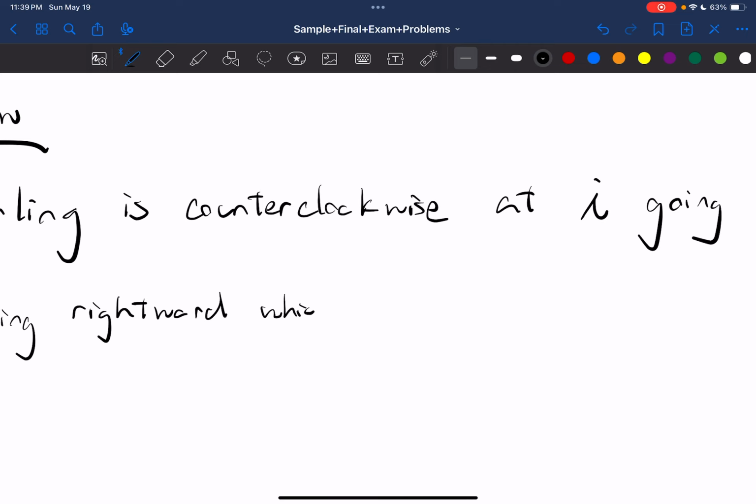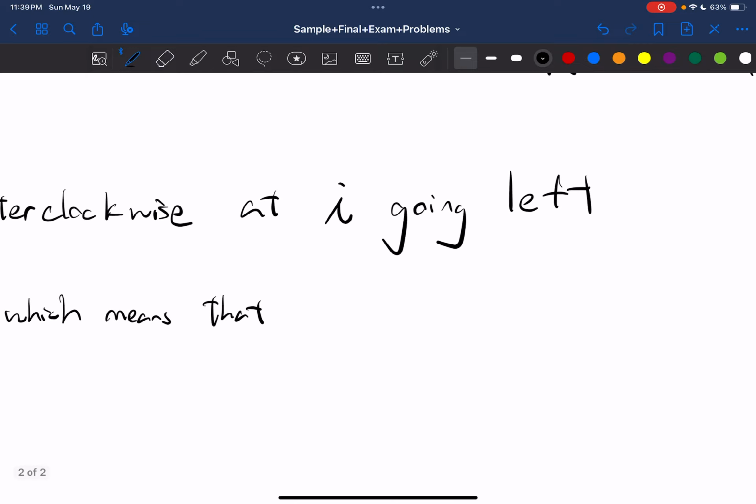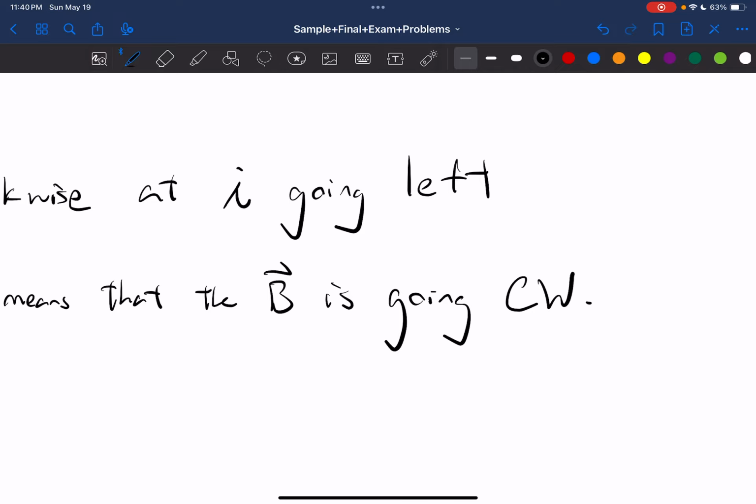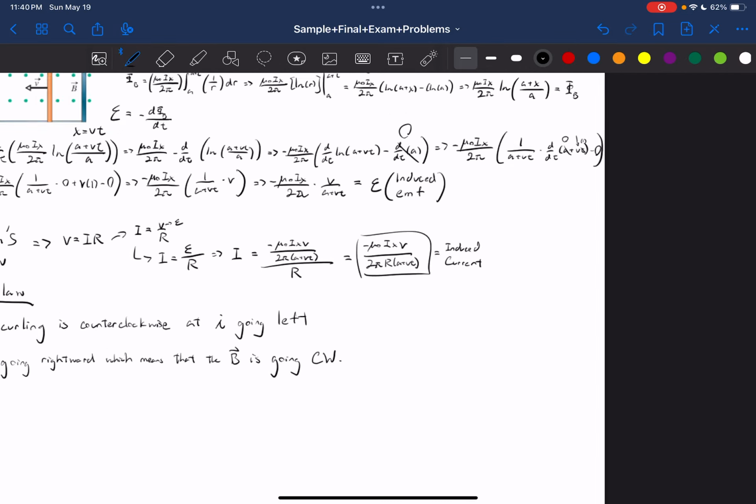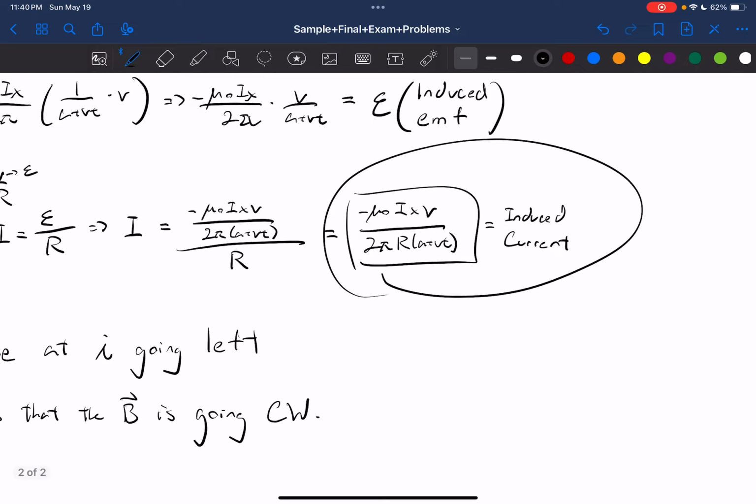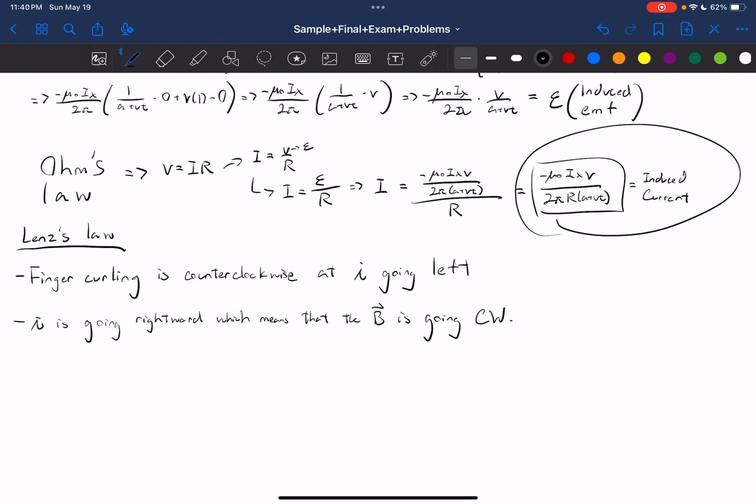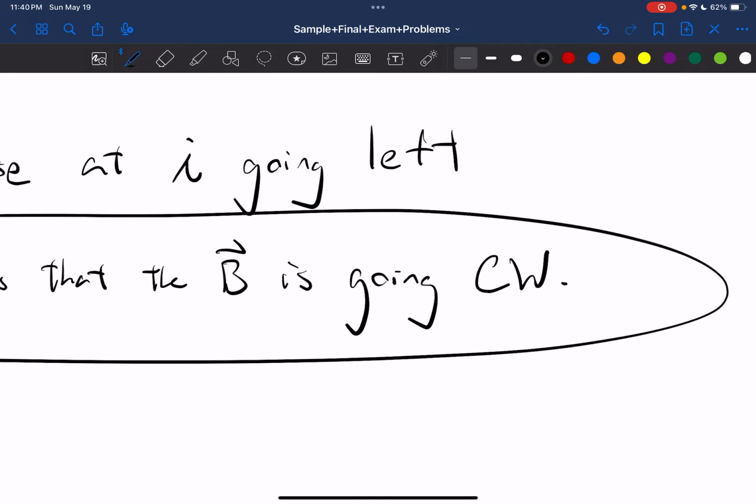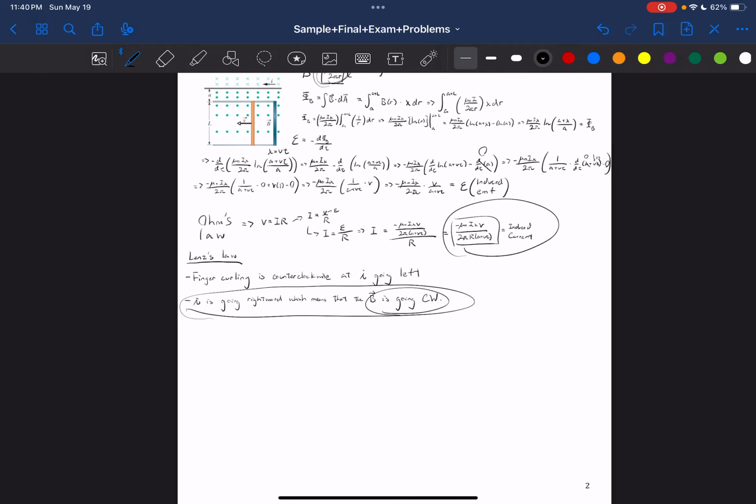Which means that the magnetic field is going clockwise. All right, now there you have it. So this right here is the induced current, and the induced current is going rightward, or clockwise. The magnetic field is going clockwise. All right, there you have it.